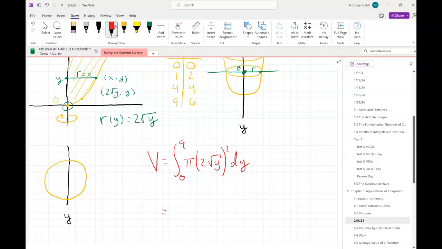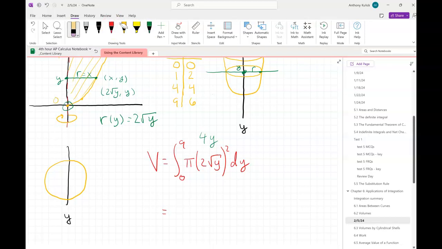You substitution? No, I wouldn't u-sub it. You FOIL it? Well, this isn't a FOIL problem because there's nothing being added and subtracted. Will you square the inside? Yeah. 2 squared is 4, and y squared is y.